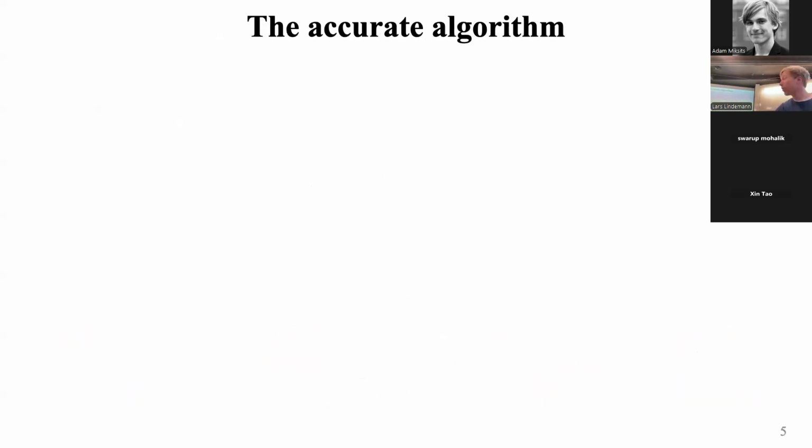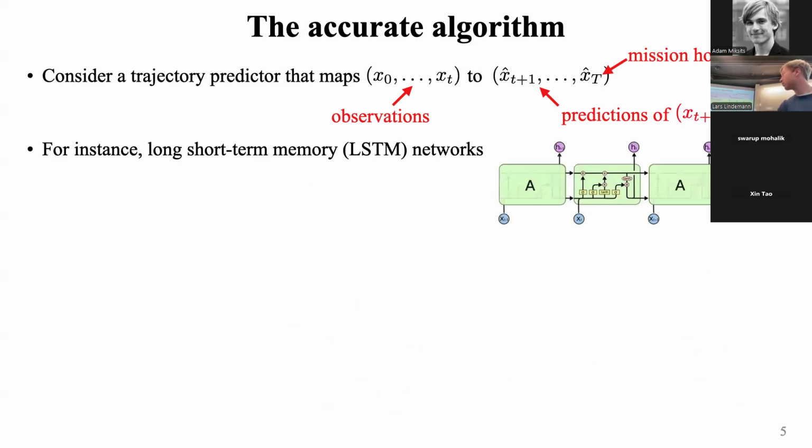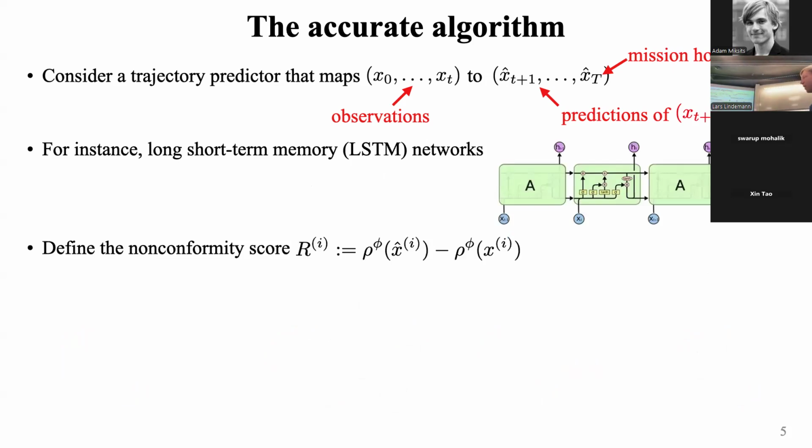Okay, so the first algorithm is the accurate algorithm, and you will see why I call it accurate in a second. We consider, again, a trajectory predictor or a system model, whatever you want to call it, where we predict the system behavior, capital T time steps into the future. So we again have a mission horizon time. We look at finite time type of properties. We again used an LSTM here just because we had it running already.